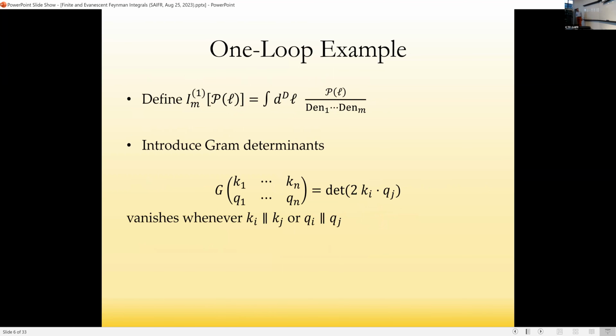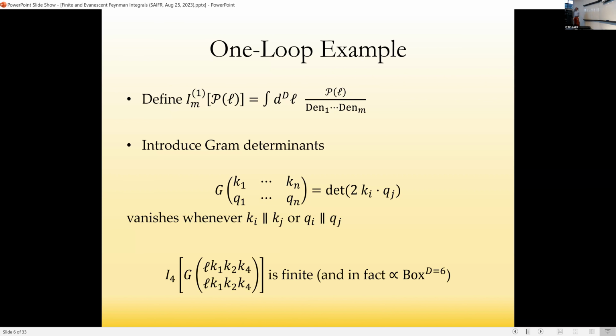And the utility of this object is that whenever two momenta in the upper row, or equivalently two momenta in the lower row, are collinear, then this thing vanishes. And also, it scales, of course, with powers of each of the k_i or each of the q_i.